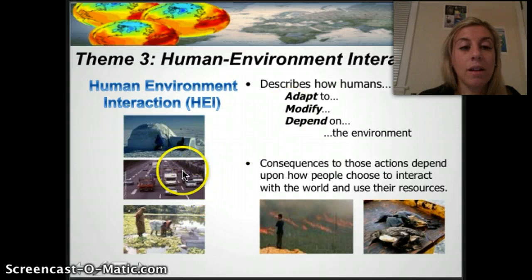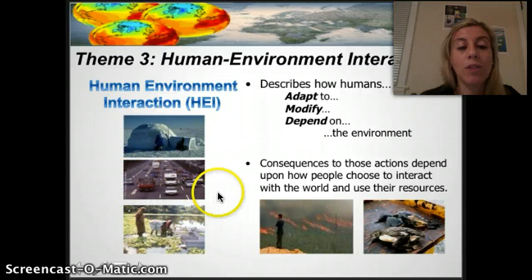Modify. You'll see here roads. Roads were built by humans so that we could travel across the land more efficiently. And depend on. You'll see here people using the resources of the land.